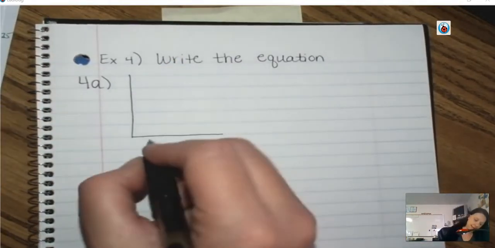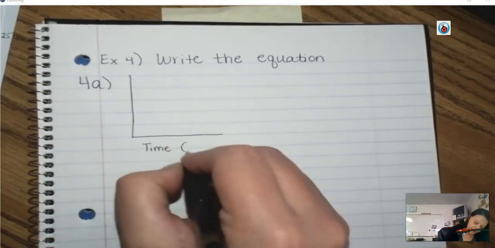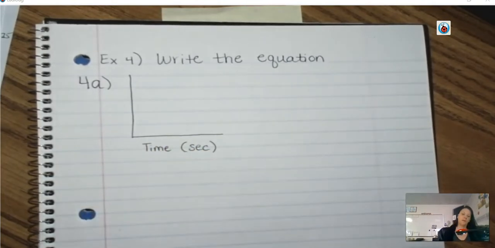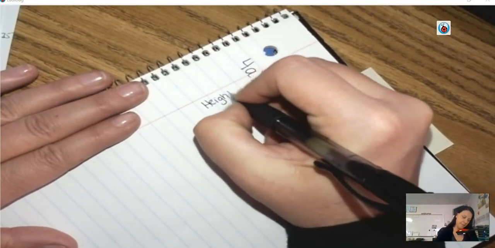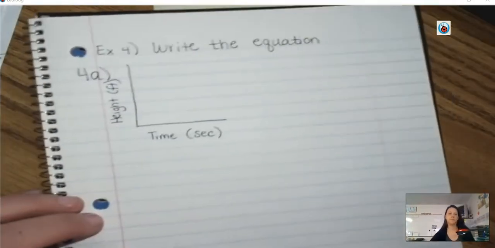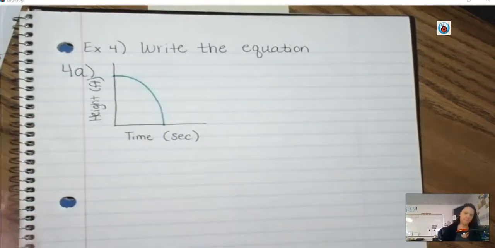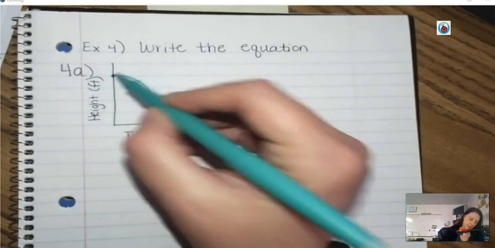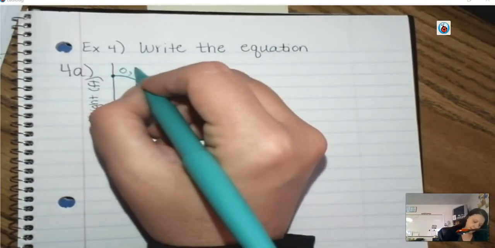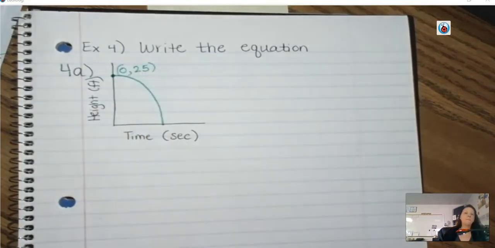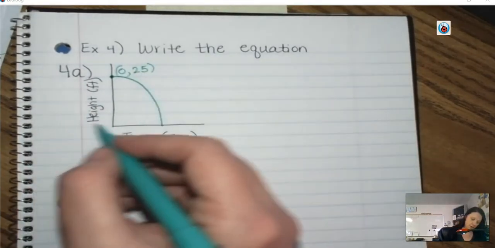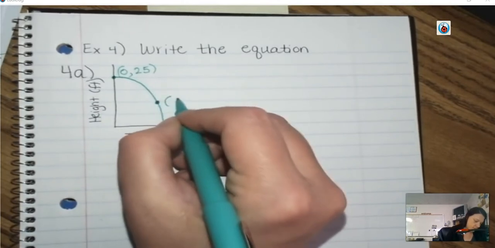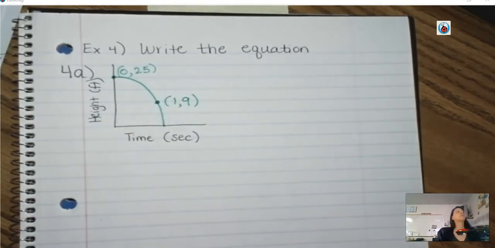The x-axis stands for time in seconds, and the y-axis stands for height in feet. That kind of looks like this. So just hand draw that in. It doesn't need to be perfect. Go ahead and put a dot right here on the y-axis at 0, 25. And then put another dot, we'll say maybe right here, and we'll make that 1, 9. That definitely is not to scale, but you get the hint.